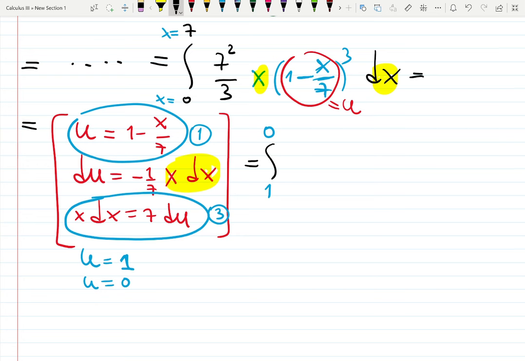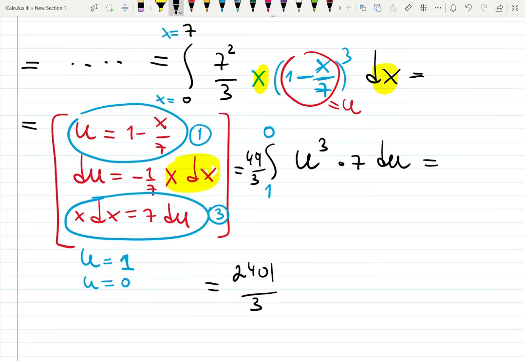Okay, so after this let's kick out the constants outside. I will have 49 over 3, that's 7 squared over 3, u cubed, and dx times x from the equation number 3 is 7 du, U-substitution. So it's going to be 2401 over 3 integral from 1 to 0 u cubed du.